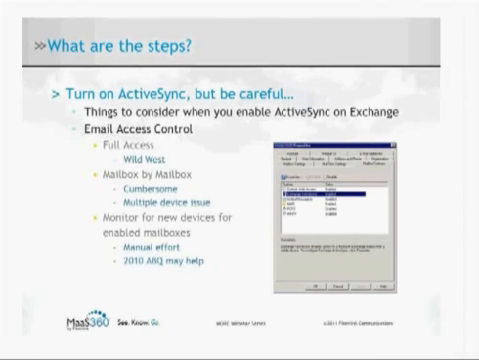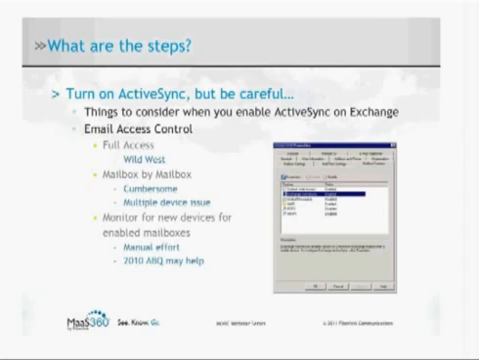In 2007 Exchange, ActiveSync is on by default. This is the easiest approach and will be popular with your users, but you will have no control over who or what connects to your server. This may be an area where some additional thought is required.